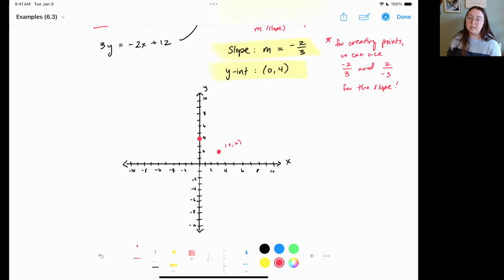So we created our -2 over 3 point with our slope. Now we're going to do 2 over -3. So we're going to go up 2, and then instead of to the right, we're going to go to the left. So we go up 2, and we go left 3, which looks like right around here.